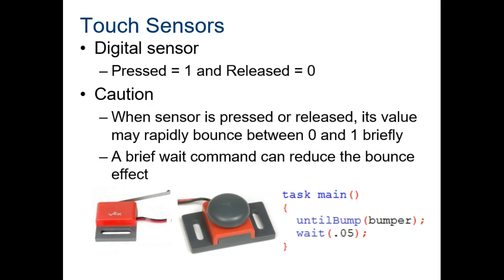And seriously, sometimes you'll get like 30 or 40 alternations between 0 and 1 as it's being contacted and being released. So you need to always put this little bitty wait statement in here after you have a button push, or your robot will do some unexpected things. And that's all.